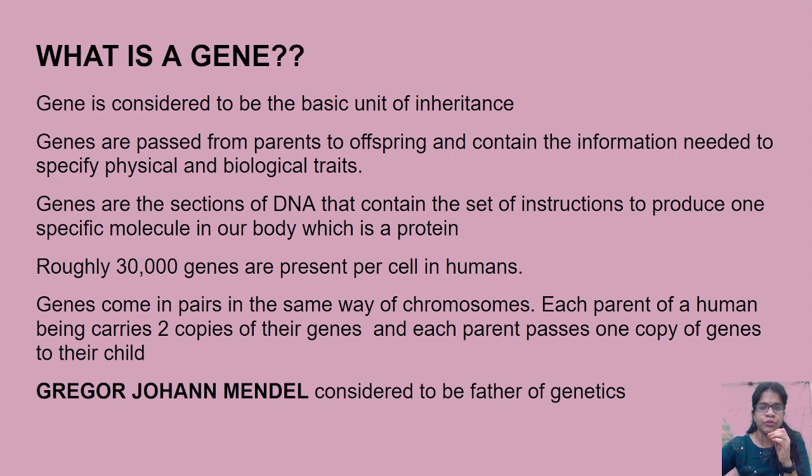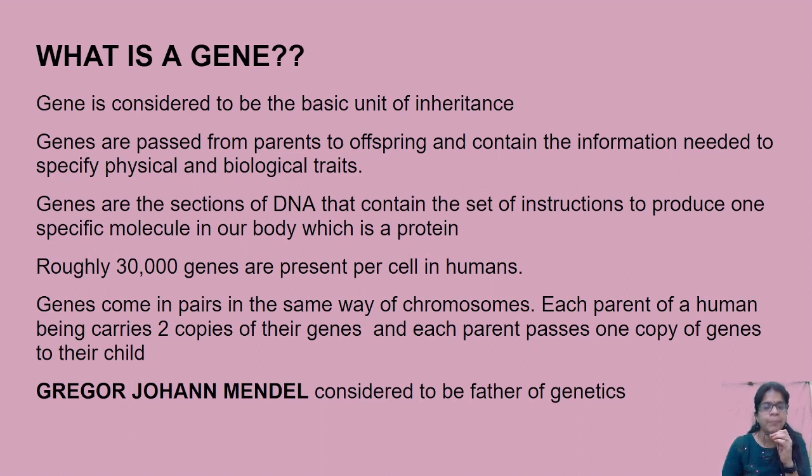It could be the height, it could be the color of the skin, or it could be the color of your eyeball, like that. So each and every character of a person is mainly decided by a gene. So the gene is considered to be the basic unit of inheritance. Genes are passed from parents to offspring and contain the information needed to specify the physical and biological traits. So roughly, even per cell in humans, you have around 30,000 to 40,000 genes present.